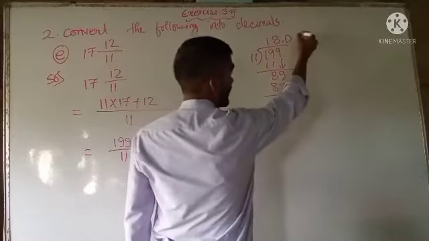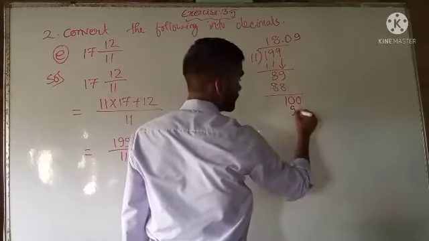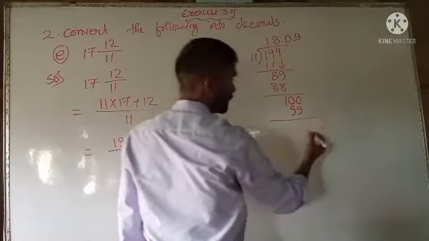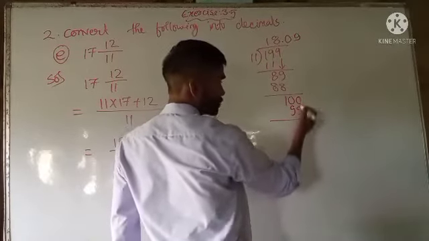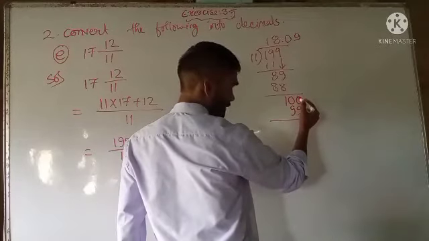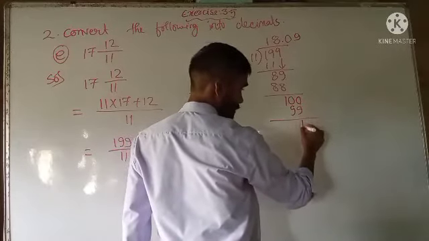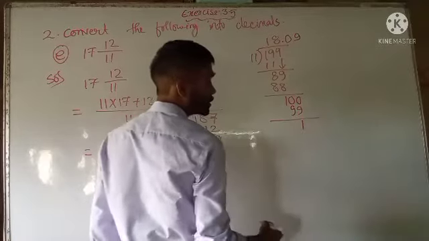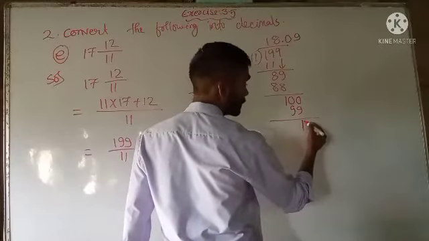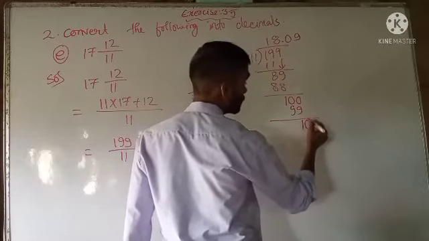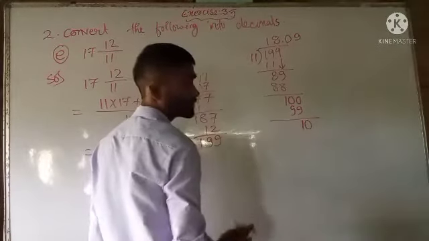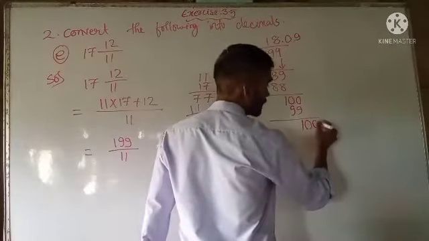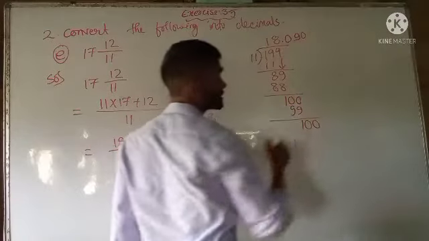So 11, 9 times it is 99. Again 0 minus 9 we cannot, so 1 we will take from here. 10 minus 9 it is 1. Here it is 9. 9 minus 9 0. So now again we got remainder as 1. So we'll write again 10. Again we can see that it is not divisible. So we'll put one more 0 here and then here also we'll write 10.